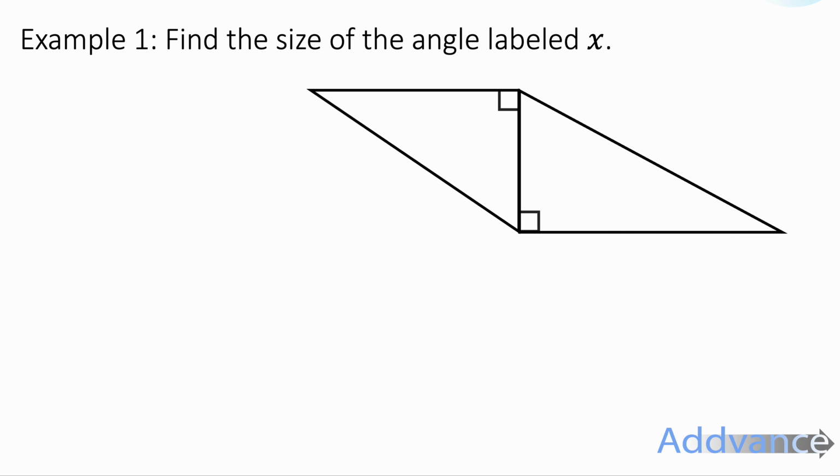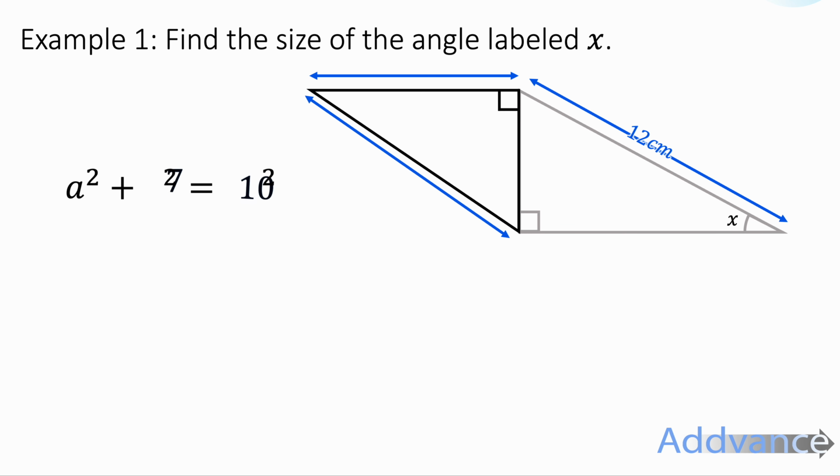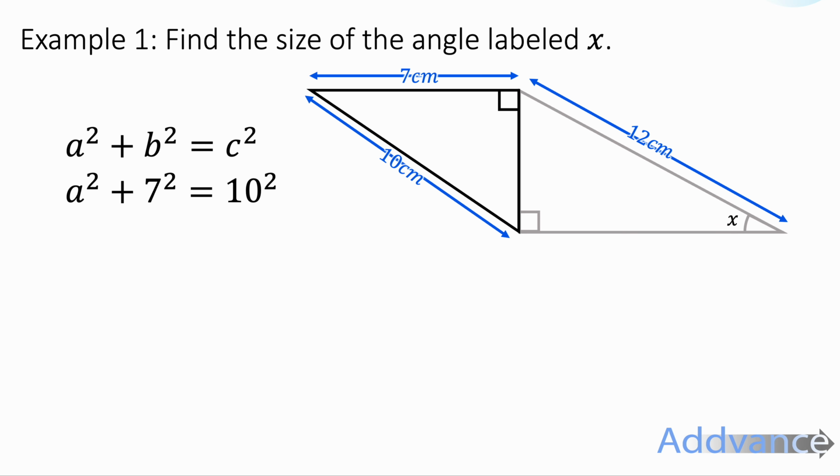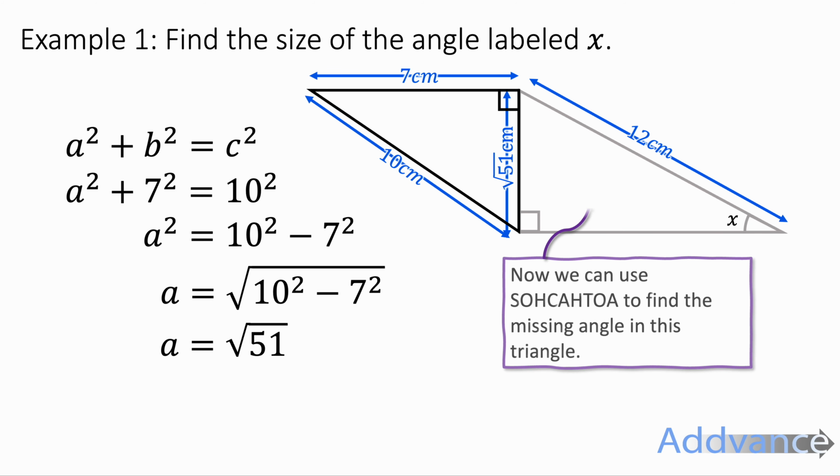So here we are, we're going to find the size of the angle marked X. Okay, and we'll start with the triangle on the left because we already know two sides of that triangle and it's really easy to find the third using Pythagoras. So you're going to use Pythagoras. A squared plus b squared equals c squared. C is 10 and b is 7. And we're going to rearrange that, and we go to square root, and we get a is the square root of 10 squared minus 7 squared, which is the square root of 51. And so we can say that this side here is the square root of 51.